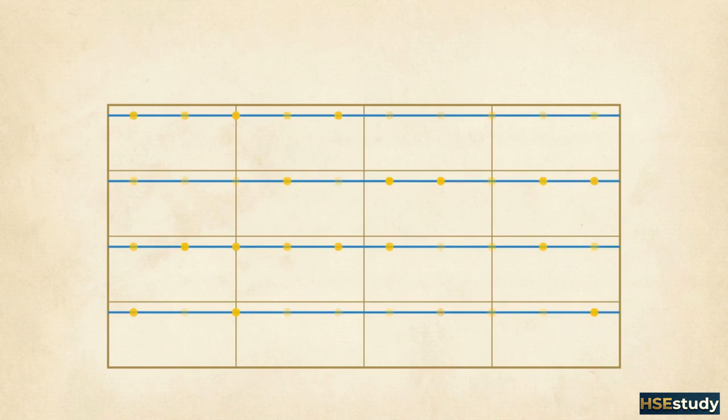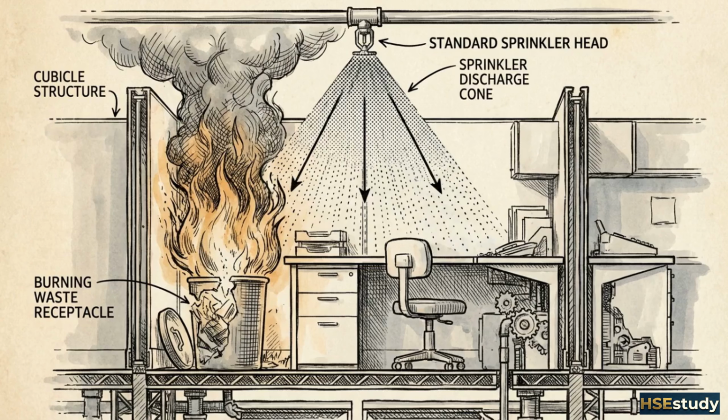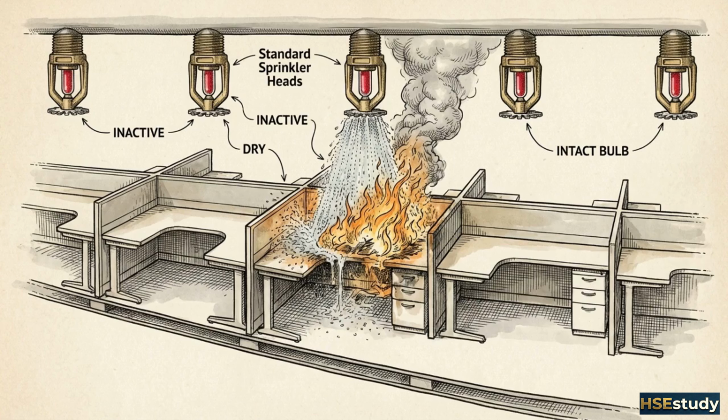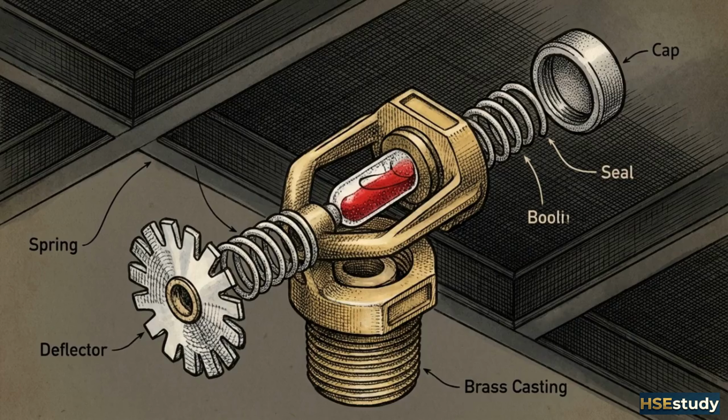An automatic fire sprinkler system functions as a decentralized hydraulic network of independent thermal sensors. Each head operates as its own autonomous trigger. This targeted design allows the system to neutralize a fire at its source. By activating only the heads directly above the heat, the network suppresses the threat while protecting the rest of the building from water damage. To see how this works, we have to look at the individual sprinkler head.